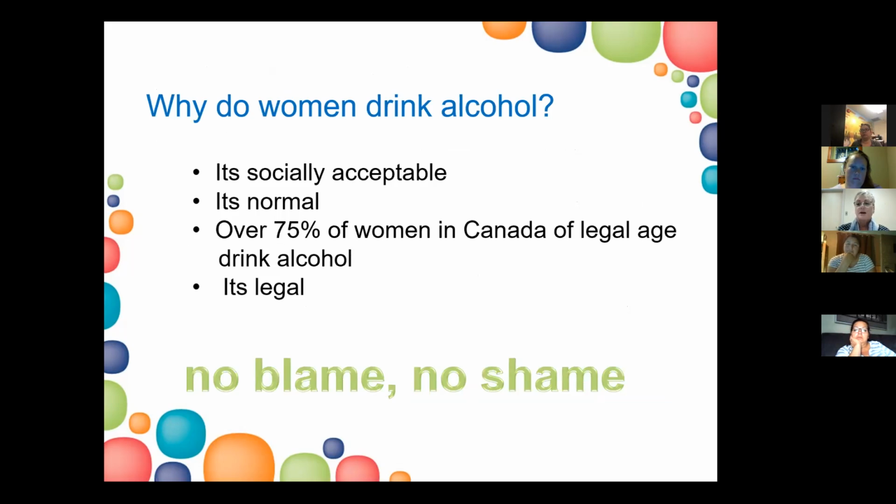So why do women drink alcohol? It's normalized in our environment. It's normalized in our society. It's socially acceptable. Most women of drinking age drink alcohol legally. It's legal. And so women of different ages drink alcohol to different extents. We know that some younger women, particularly those that are university or college age, may engage in more high-risk drinking habits, binge drinking, weekend binge drinking, parties, and so on and so forth. But all of that is largely to date socially acceptable and normal.